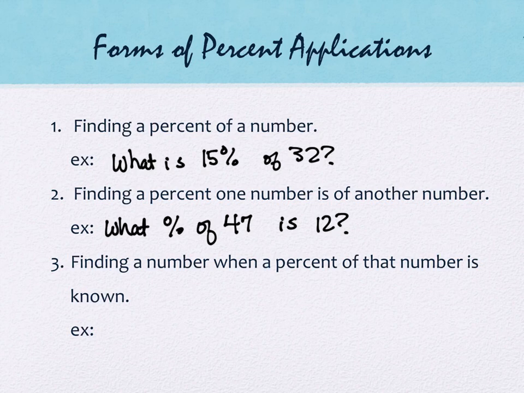Right, we do that with a class. Like if I wanted to know what percent of the class is boys or is girls or got A's or got B's, right? This is the kind of thing we would be looking for. And the last one, number 3, is something like this, where it says 13 is 45% of what number?